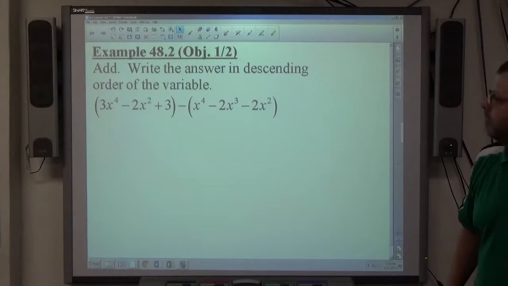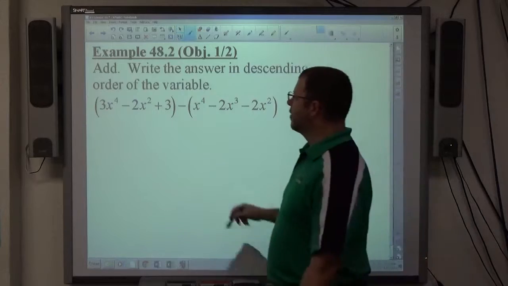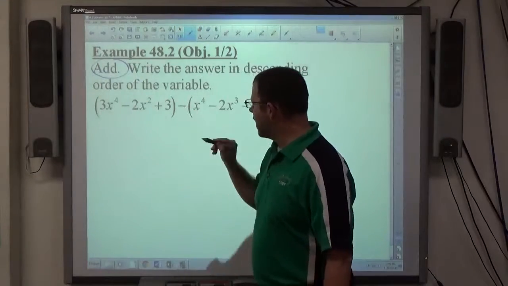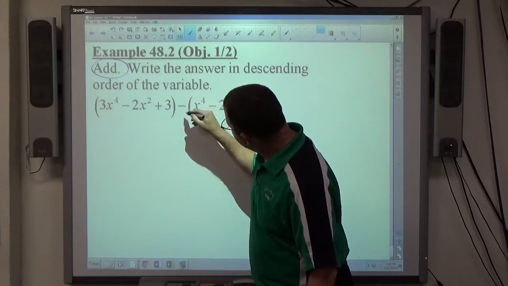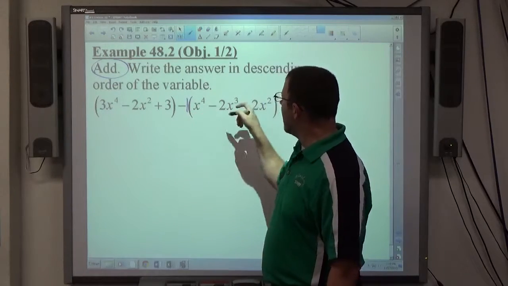Okay, example 2. Add right answer in descending order of the variable. Again, it says to add, but very clearly is subtracting, right? It's got a minus here. So now this minus is in front of this parentheses, which officially has a -1 here. All right? So we'll deal with that in a minute.